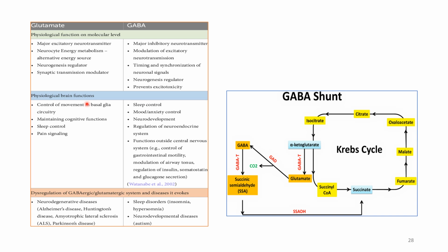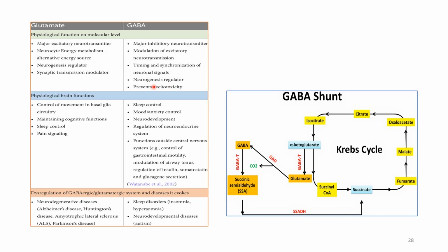Coming to the physiological brain functions, it will control movement in the basal ganglia circuitry and it maintains cognitive functions. It is important for sleep control and pain signaling. And GABA is a major inhibitory neurotransmitter, and it modulates the excitatory neurotransmission. It is important for timing and synchronization of the neuronal signals, and it is also helpful as a neurogenesis regulator.